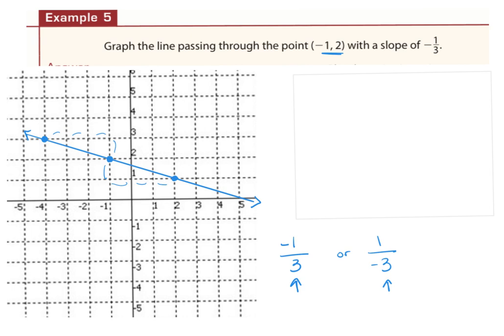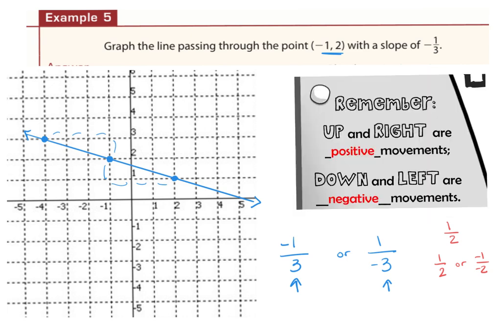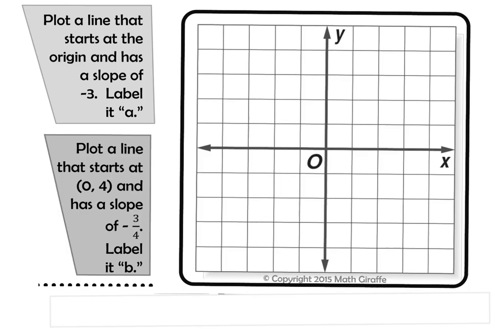I also want to say positive slopes work the same way. So if they had given me a positive slope of, let's say, 1/2, that could be positive 1 over positive 2, or it could be negative 1 over negative 2. Those are both positive 1/2, right? So anytime you're given a slope, there are two options on how you can move, and they'll actually be on the same line. Reminder, up and right are positive movements. Down and left are negative movements.